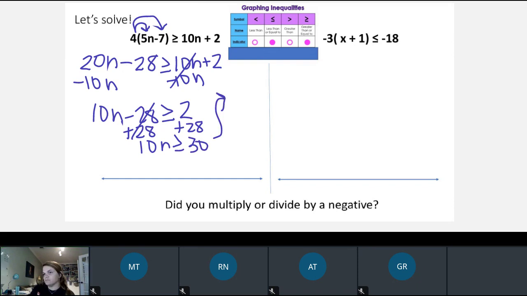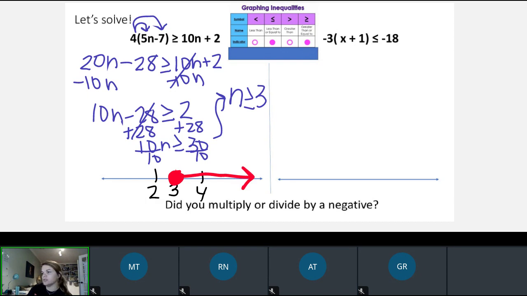I'm going to draw it up here. So I'm going to divide by 10. N is greater than or equal to 3. I'm going to put 3 in the middle, 2 and 4. All right, so I'm going to put a closed circle at 3 because I have greater than or equal to. And again, I want n values that are greater than or equal to 3. So I'm going to shade to the right.